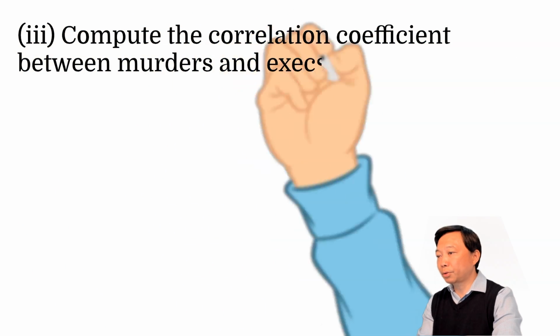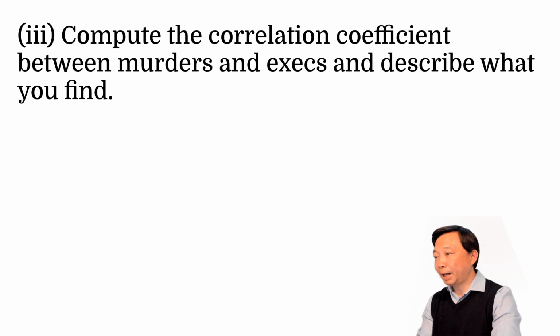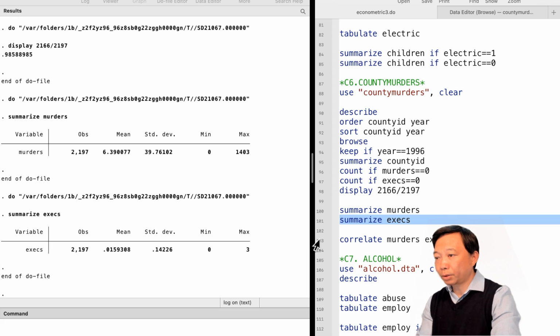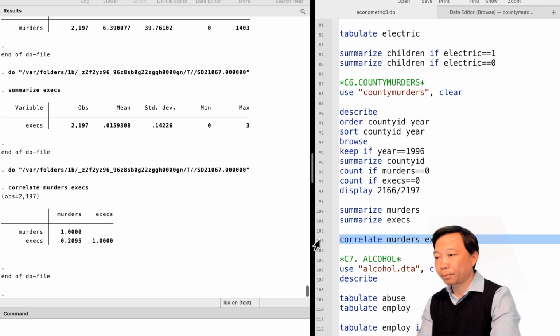The third question is to compute the correlation coefficient between murders and executions and describe what you find. Using the command correlate, we find the correlation coefficient between murders and executions is 0.21. The coefficient is positive, which makes sense, but it is small because most counties have no executions.